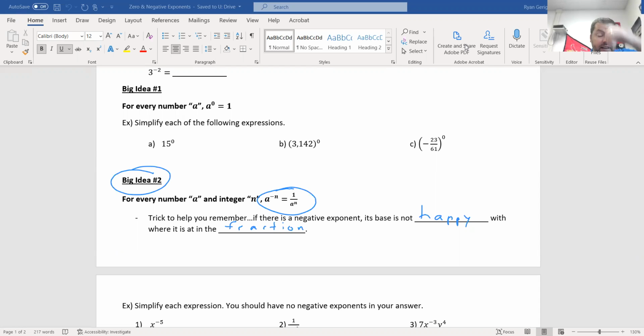Negative n, that negative exponent, means a is not happy being on top in the fraction. It needs to go to the bottom. Once it goes to the bottom, look, the positive exponent, it's happy on the bottom. Okay, we're going to practice that on the back now.